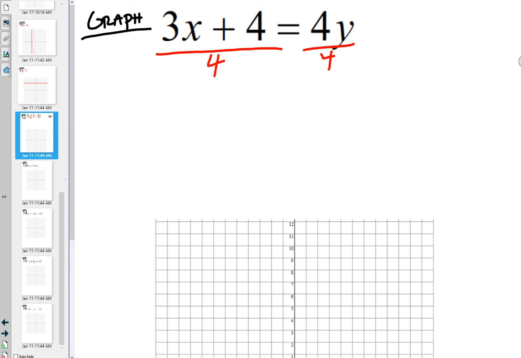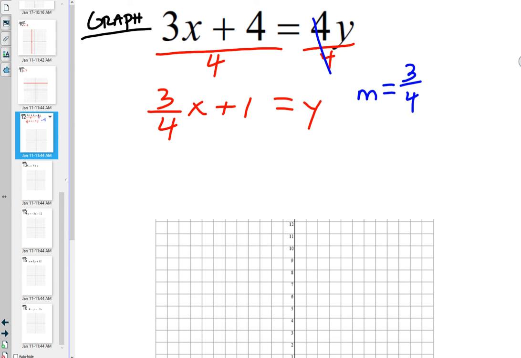So if I were to divide by 4, everything gets divided by 4. So I would get 3 over 4x plus 1 is equal to y. Wait, but Mr. Romero, that's not slope-intercept. Yes, it is. Y is by itself. What's the slope? 1. No, 3 over 4. 3 over 4, good. What's the y-intercept?